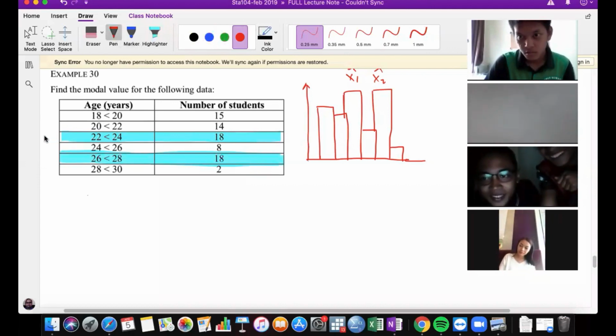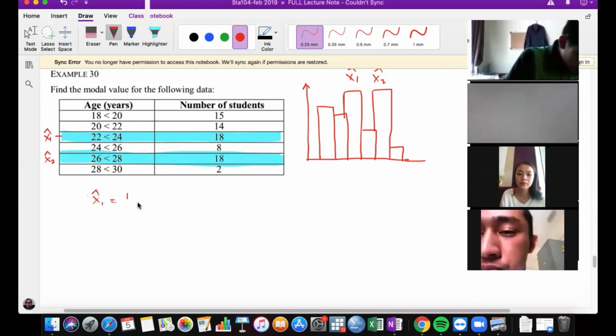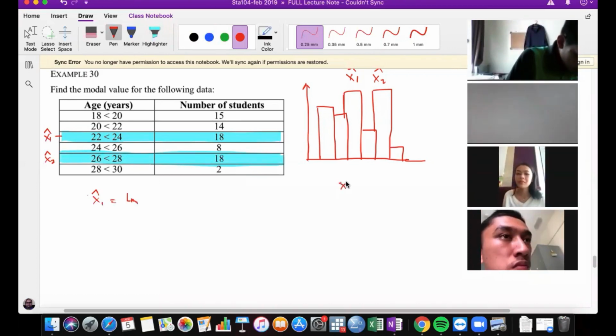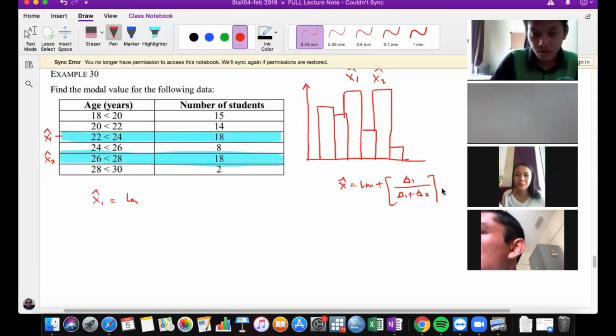So this is going to be mode number 1, and this one mode number 2. Since we have a class size, we need to calculate mode number 1 using the formula: lower class boundary of the model class plus theta 1 divided by theta 1 plus theta 2, multiplied by the class size.